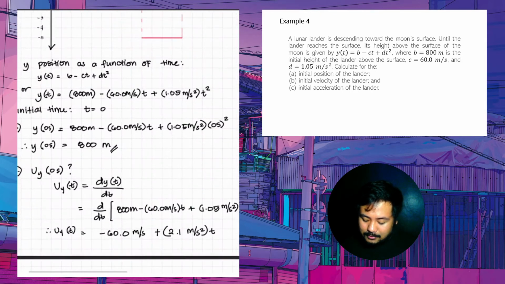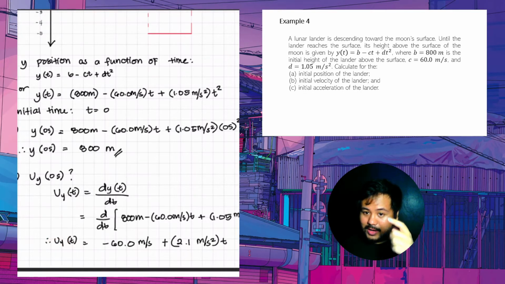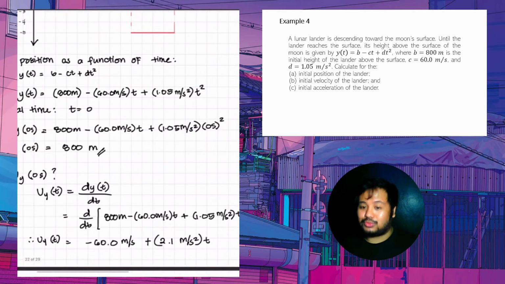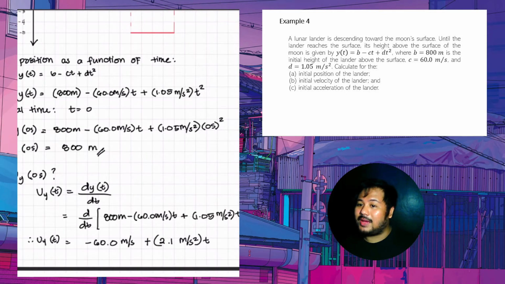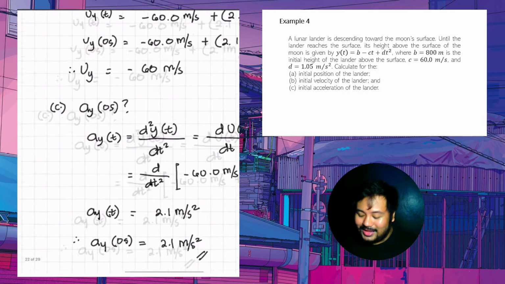So the position as a function of time, we have this one. Going from position as a function of time to a velocity as a function of time, Vy of t, we have negative 60 meters per second plus 2.1 meters per second squared t. Okay, so what we're going to do is that we just again have to substitute the initial time, 0 second, to our variable t.